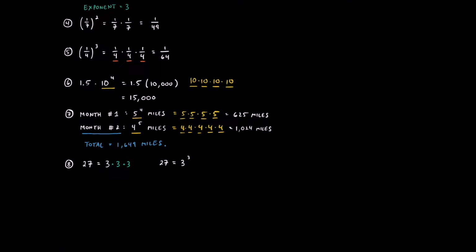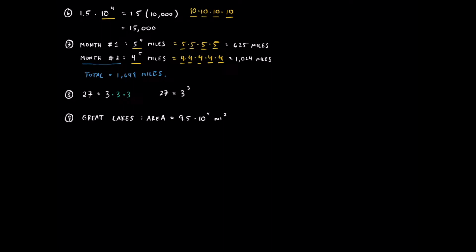Okay. Here's a 9th practice problem to take a look at. So we have the Great Lakes, and the area of the Great Lakes is going to be, let's write the area equals 9.5 times 10 to the 4th power square miles, or miles squared. Okay, so how many square miles is the area of the Great Lakes? This might be a little bit harder to understand when it's written like this. This is called scientific notation. You'll learn more about it in Algebra 1 and in science classes.